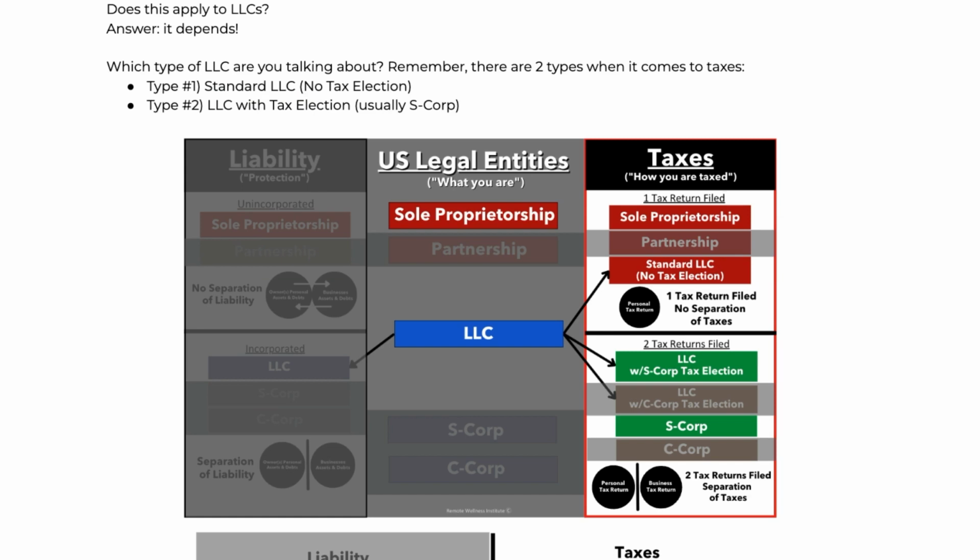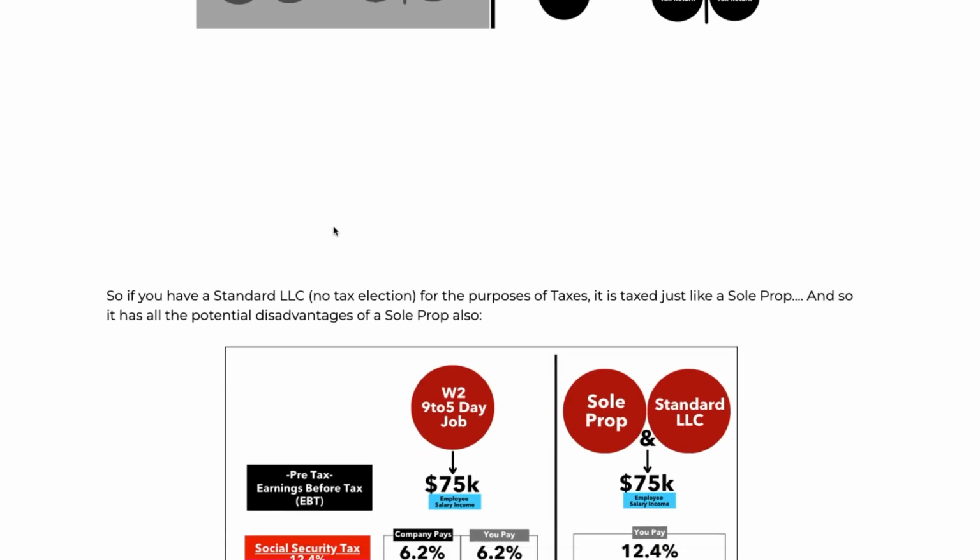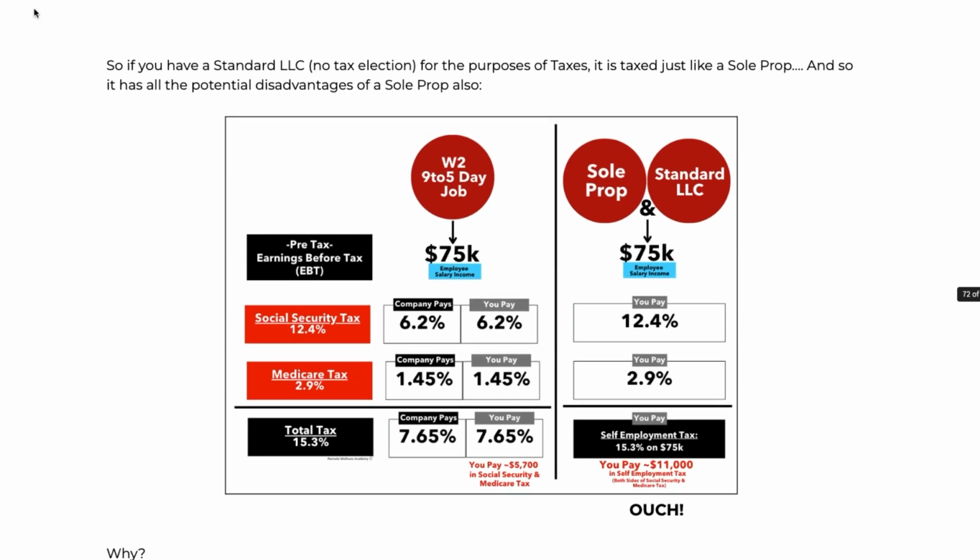So let me go ahead and walk you through this right now very clearly so you can understand. Remember all of the cons that we talked about when you have $75,000 in income and then you have a sole prop and then you have to pay both sides of the taxes. So that way it equals 15.3% and you have to pay $11,000 in taxes. Well, all of that we said in the previous training as a con to the sole prop also applies to the standard LLC in which there is no tax election.